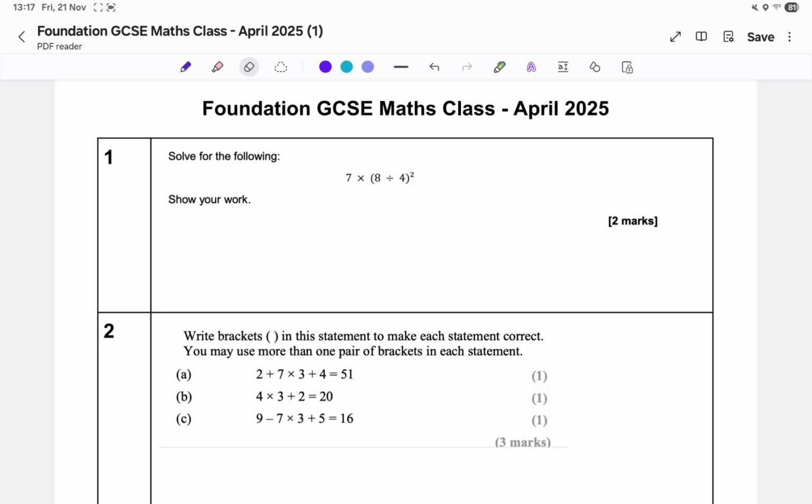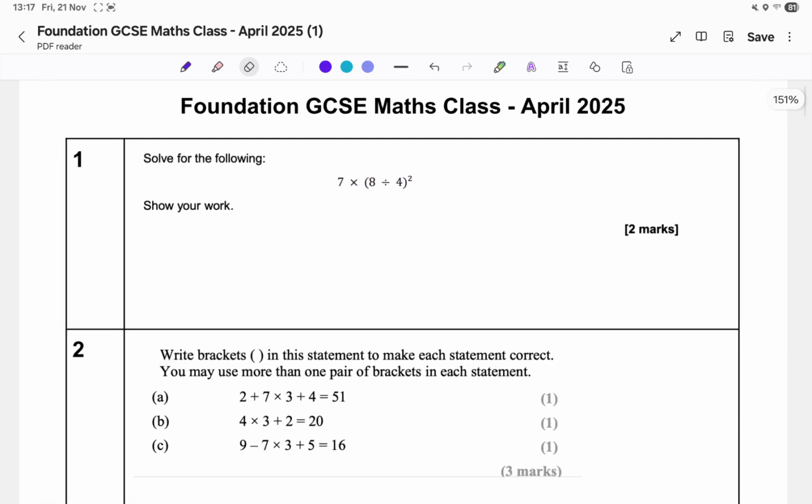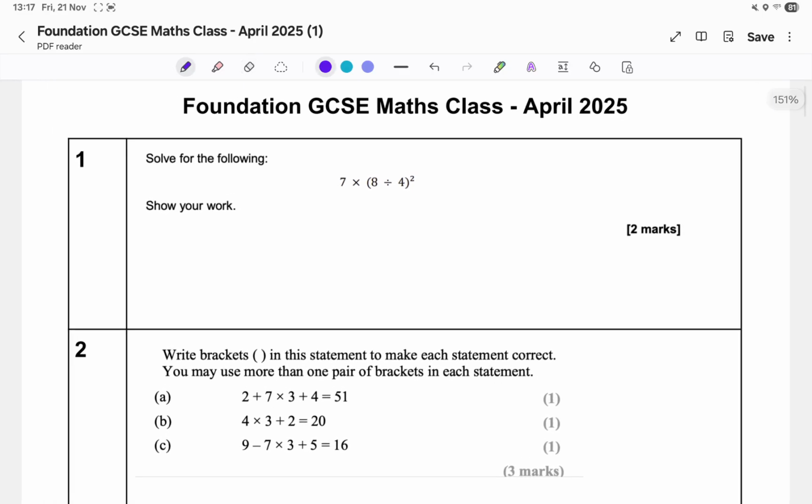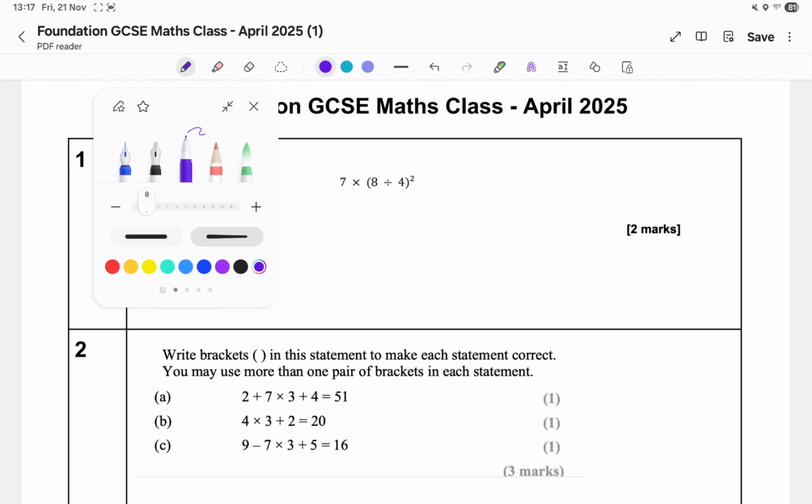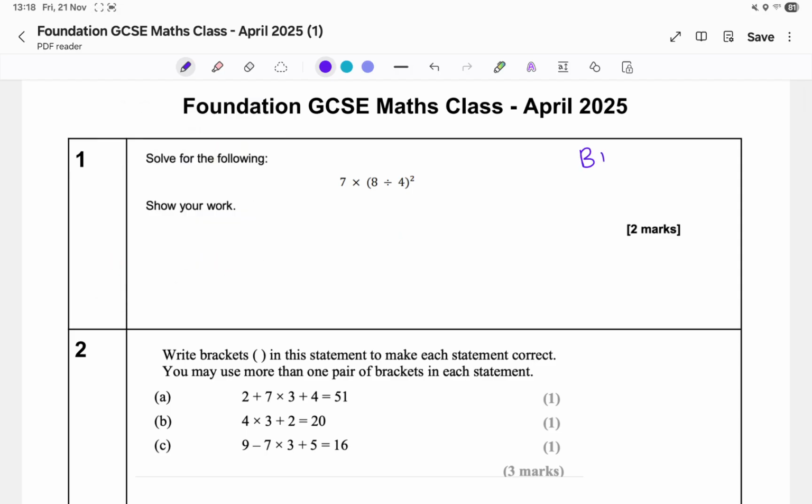Solve for the following: 7 times 8 divided by 4 squared. So this question is about BIDMAS. If you just write BIDMAS in the corner, you can see brackets first, then indices, then division, then multiplication, then addition, then subtraction. In this case, we're going to be doing the brackets first. So just show it in steps. It says show your work, so you need to show all the steps.